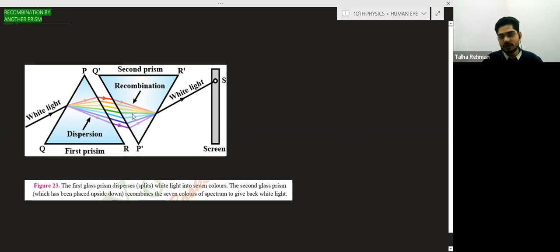So here is the recombination of the 7 colors. Here is the splitting of 7 colors. So splitting of 7 colors is known as the dispersion. And after that, if you are placing a prism in this way, you will again get the recombination of the colors, and after the recombination, again you will get the white light on the screen.